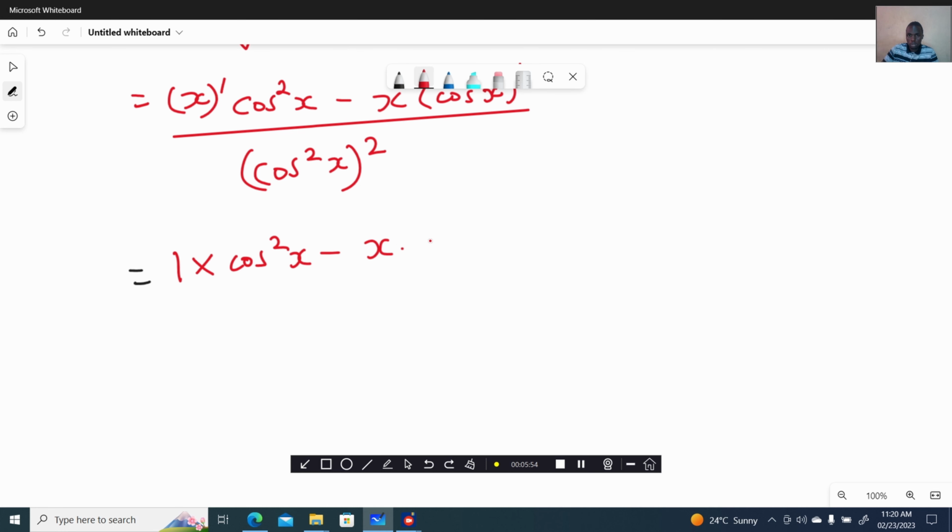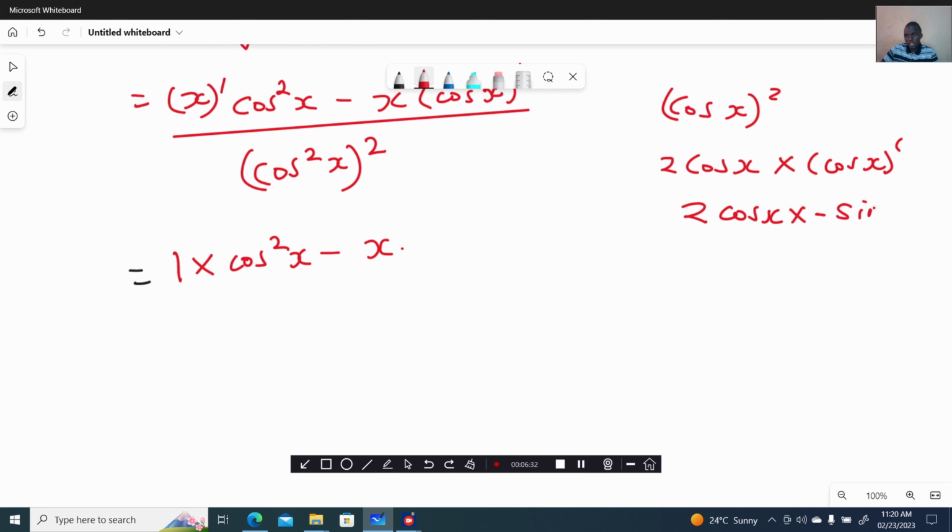we need to differentiate this. You'll start with the power, which is 2. I can request you write it in this form, cosine x and then squared. So we can use the chain rule here. The chain rule says that you start with the power, which is 2 cos x, then we multiply by cos x differentiated. And this is giving us what? 2 cos x times negative sine x.